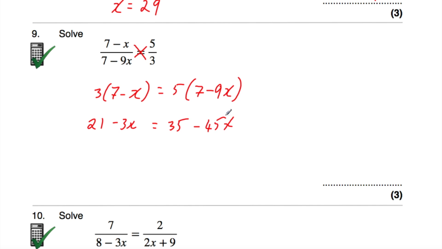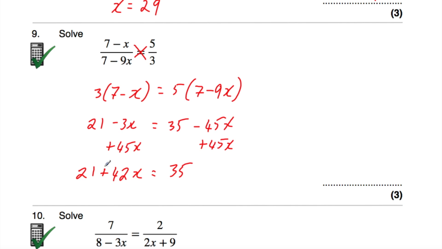So this is the lowest number of x's. So we want to get rid of it. So to get rid of minus 45x's, we're going to add 45x's to both sides of the equation. So we'll add 45x's to the left-hand side, and we'll add 45x's to the right-hand side of the equation. So on the left hand side of the equation, we had 21, so still 21, just a number, and then we've got minus 3x's plus 45x's. Well, if you had minus 3 and you add 45, you get 42, so it'll be plus 42x's. And then the right hand side of the equation, we had 35 minus 45x. We're adding 45x's, so that'll just leave us with 35.